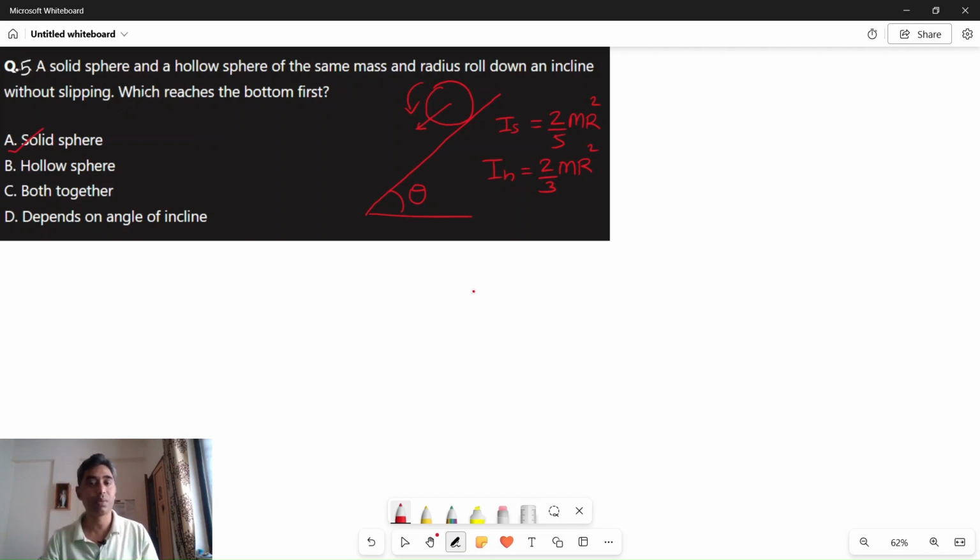Moment of inertia is more. That means resistance to rotational motion is more. So this hollow sphere offers more resistance to rolling motion as compared to the solid sphere. Therefore, the solid sphere will reach first.